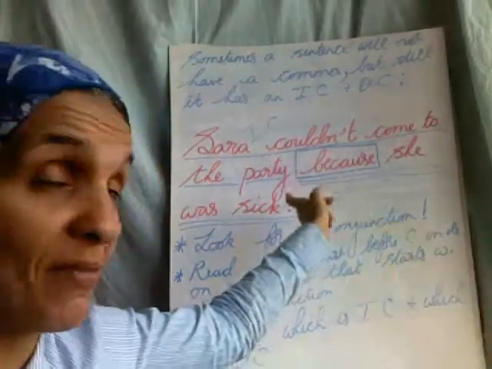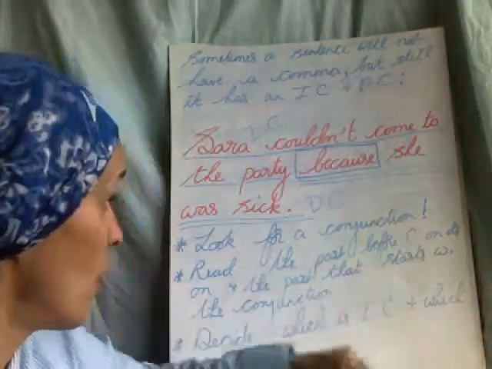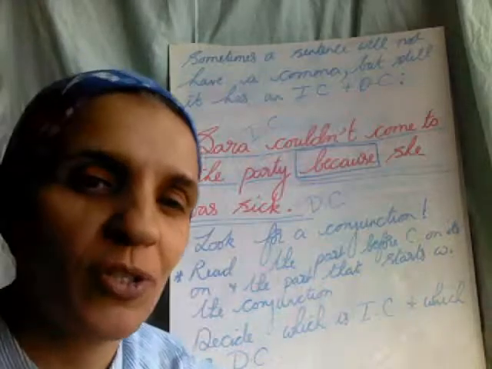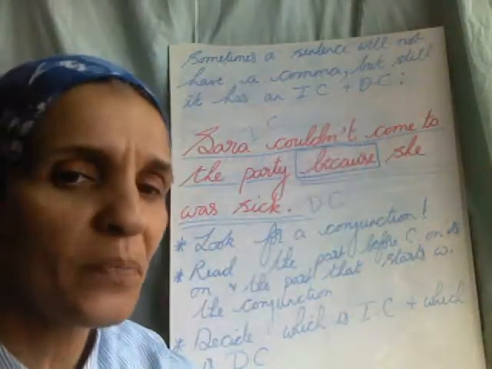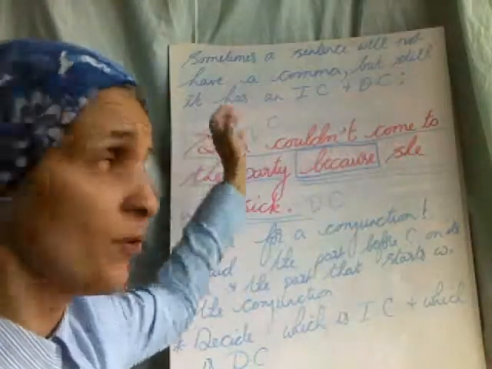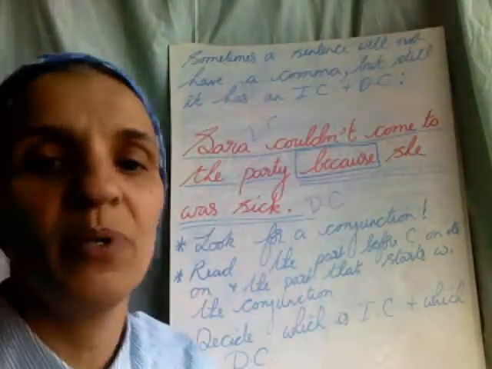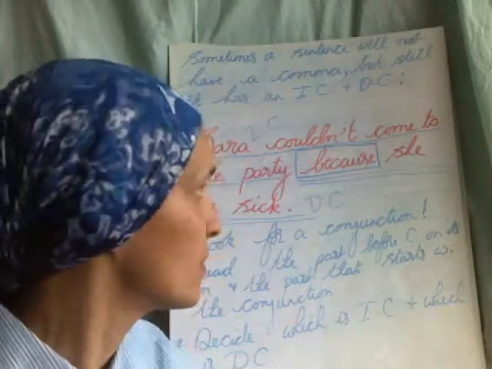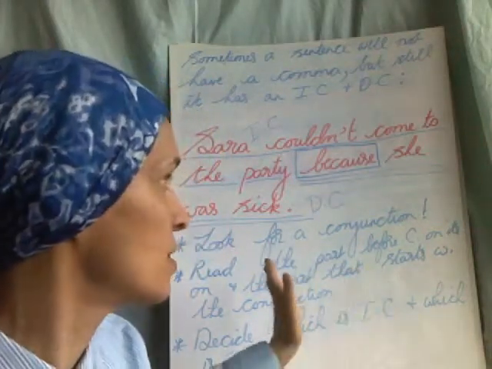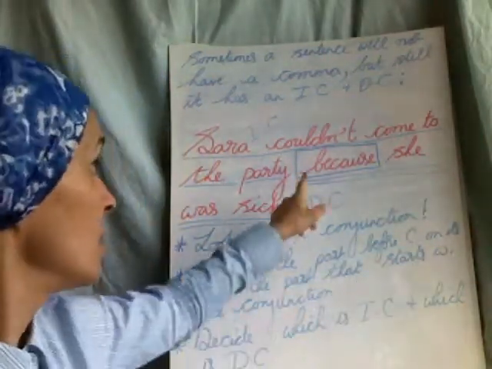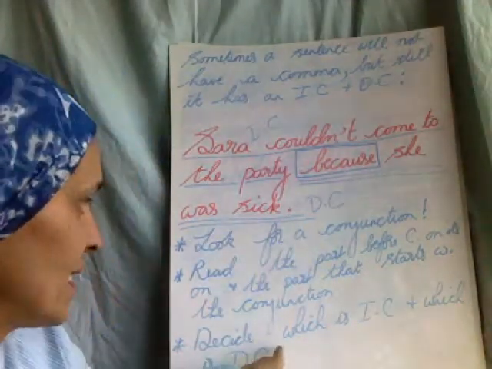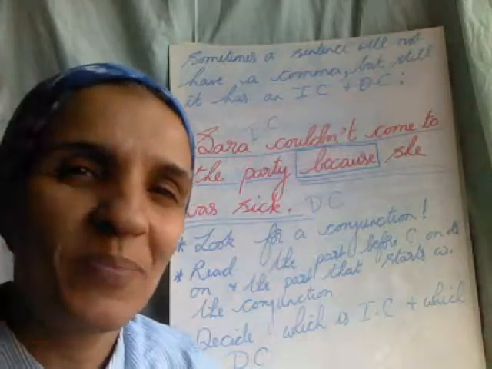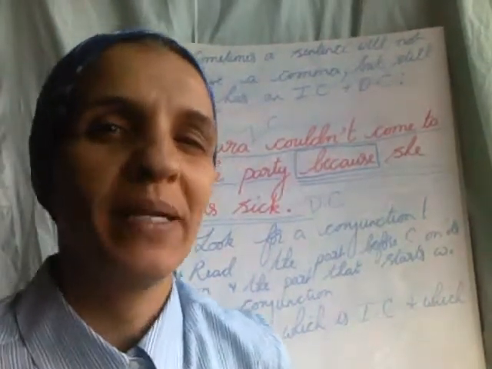So what I do when I have a sentence like this, okay, and there's no comma, I look for the conjunction, and because is my conjunction. And then I read the part before. Sarah couldn't come to the party. Okay, that's one part. And then I read the part starting from the conjunction, because she was sick. And then I decide which one is my independent clause and which one is my dependent clause.